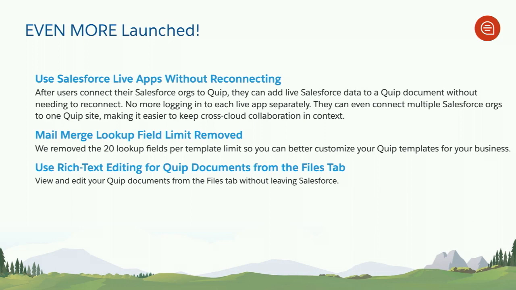Using Salesforce live apps without reconnecting, I think, is also another big use case here. A lot of people have multiple Salesforce orgs that they log into. Being able to use live apps on the same page without logging out and then logging back in from different orgs, that's something that's never been possible before. The mail merge lookup field limit has been removed, so people who configure those things can go crazy now. And rich text editing for Quip documents from the Files tab is another thing we launched.